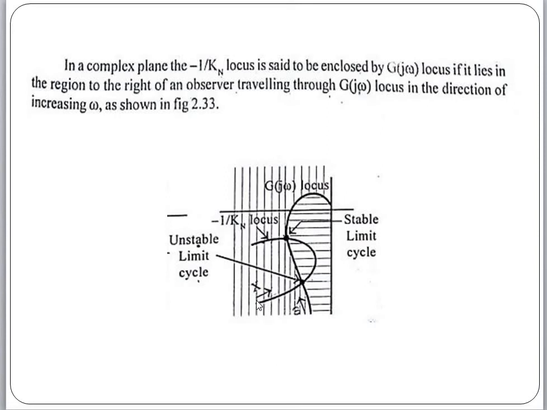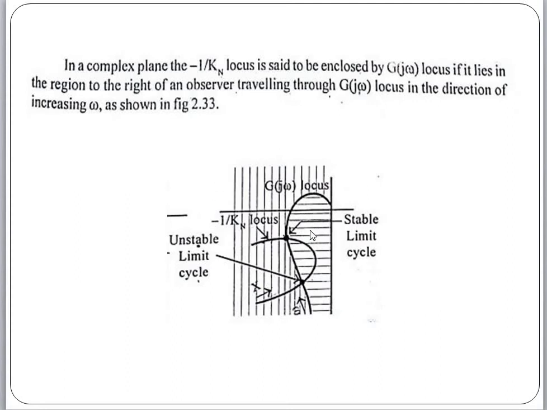Here you can see the kn of s locus starts from here. You can see the arrow here. The locus starts from here. So this region is what region? This region, that is with vertical lines. This region means the locus is outside the g of j omega locus, or not enclosed region. Okay, the region with vertical lines is not enclosed region. So this is actually the stable region.